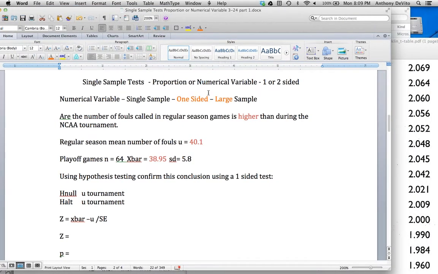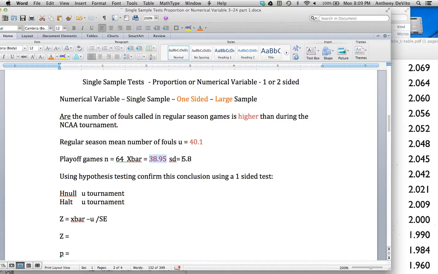In this case, I'm looking at a one-sided example. Are the number of fouls called in a regular season game higher than in the NCAA tournament? So what are we doing here? The regular season game is 40.1. The playoff game is 38.5. For the playoff games, we have a sample size of 64 games.